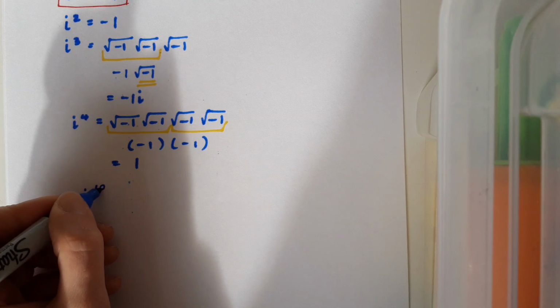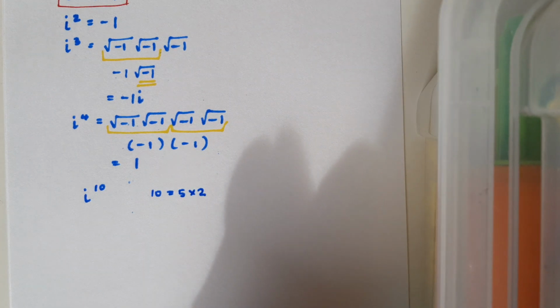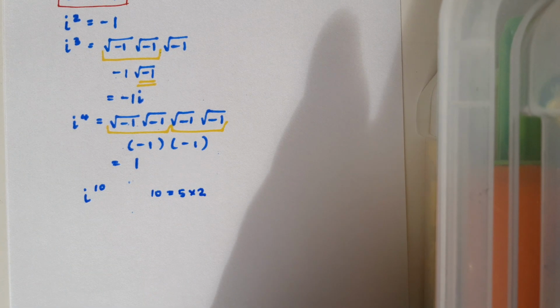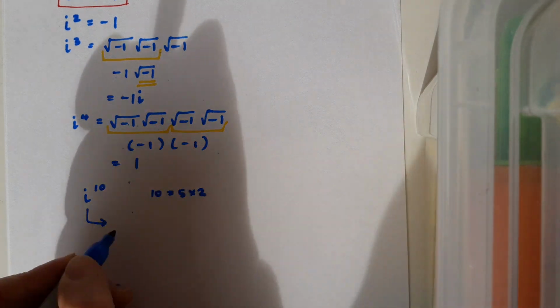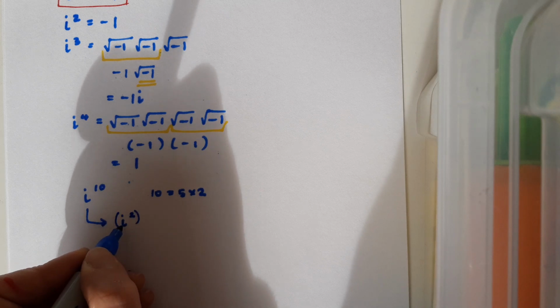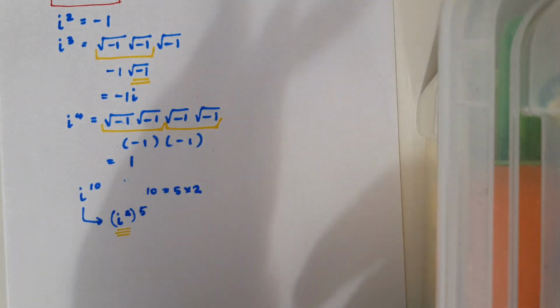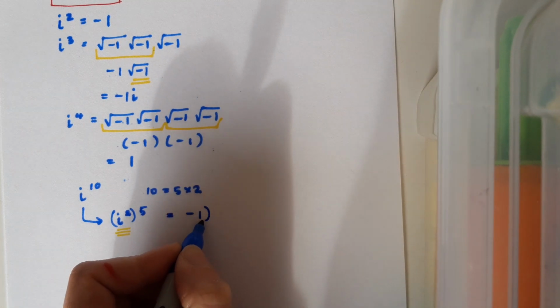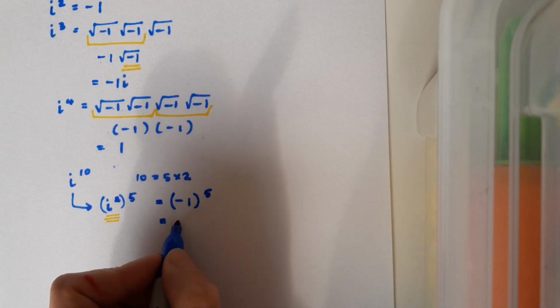Let's say I've got i to the power of 10. Now, that means since 10 is 5 by 2, I've got 5 pairs of root minus 1. So what I've really got in this scenario is 5 lots of i squared. So that's going to be i squared to the power of 5 using our rules of indices. But of course, I know that i squared is just minus 1. So I can replace that with minus 1 to the power of 5. And then I evaluate that, and that's going to be minus 1.